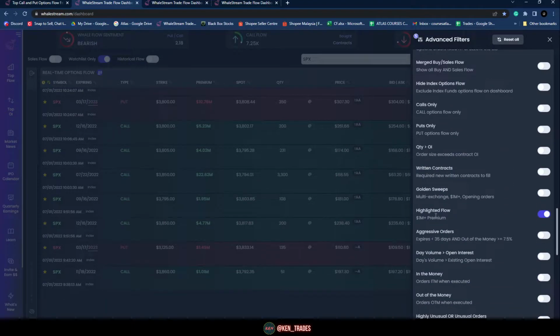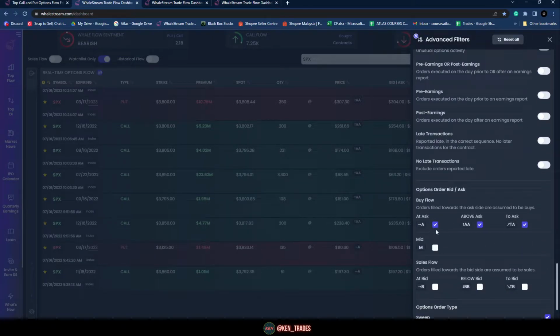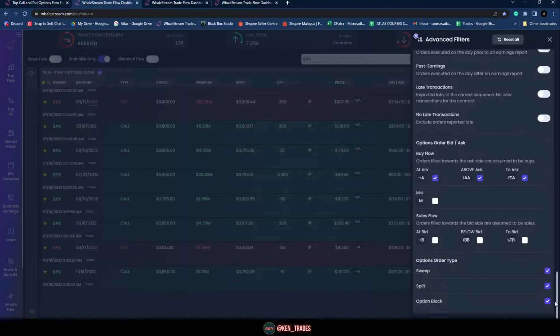I go to highlighted flow, right? So 1 million premium and above, at ask, above ask, to ask. And then the sweep, the different option types, all the types. Sweeps are more important, I guess, but I still leave this on.